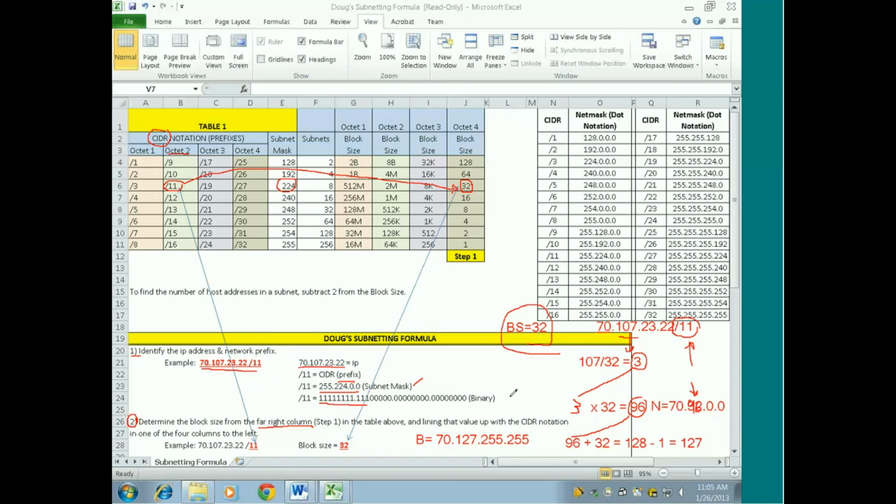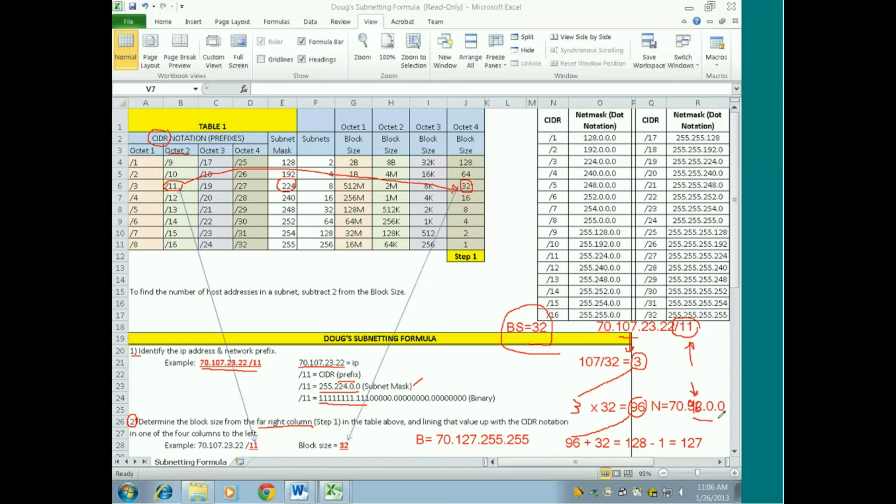Because you have to count 96. If you count 96 as 1, when you finish counting to 32, what are you at? 127. Because it's a network address. What if it was 0 with a block size of 32? 0, 1, see how I counted 0 up to 31? That's a block size of 32. With me?